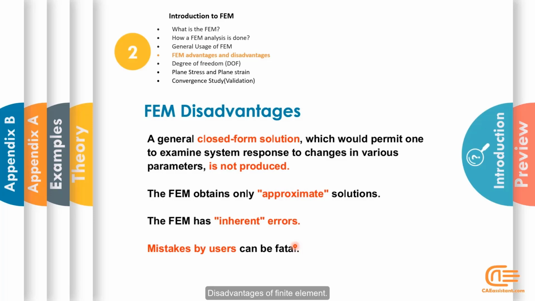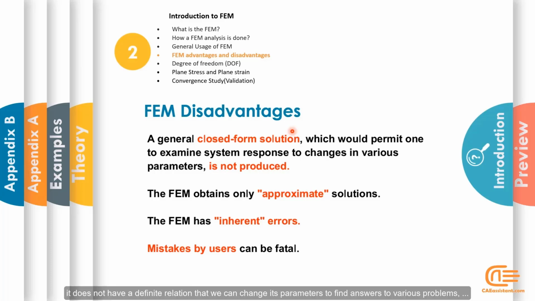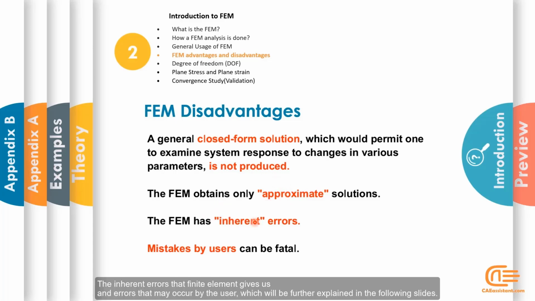Disadvantages of finite element. It has no closed form solution. That means it does not have a definite relation that we can change its parameters to find answers to various problems, while in the analytical method, the closed form solution is available. Second, the finite element gives us only an estimate of the answer. The inherent errors that finite element gives us and errors that may occur by the user will be further explained in the following slides.